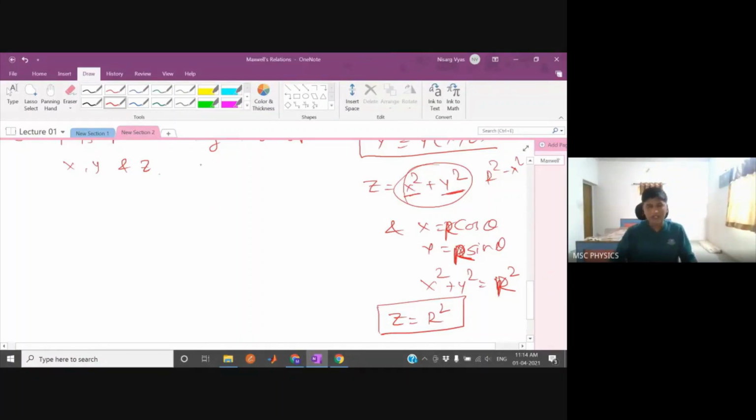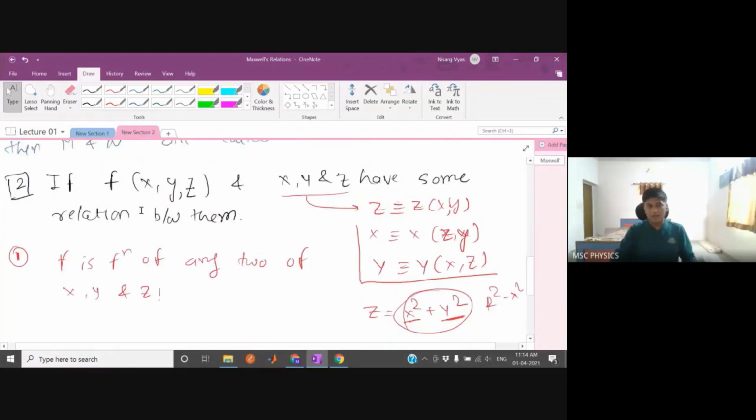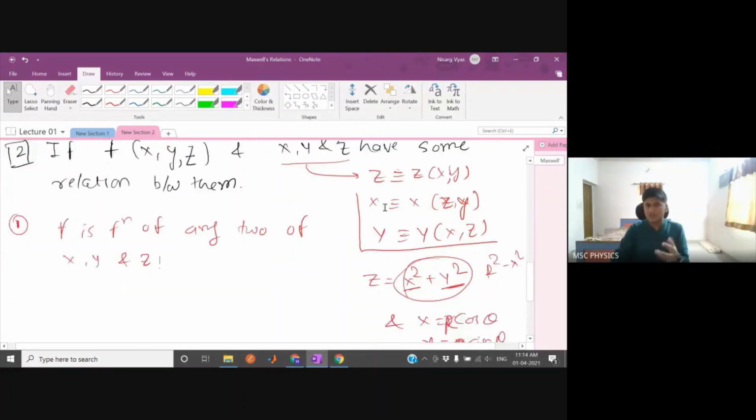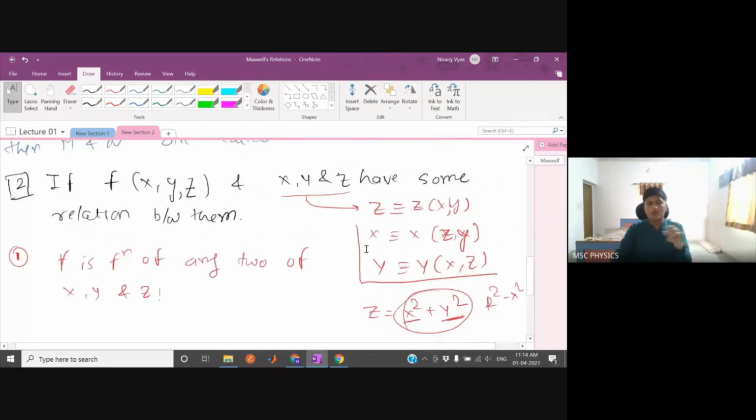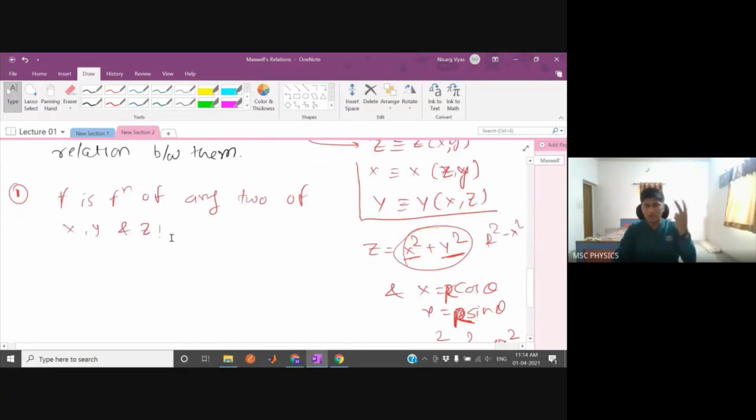That is what I'm writing here. So if f is a function of three variables, but those three variables have some kind of relation between them, you can replace z by this x square plus y square. So eventually the whole f becomes a function of only x and y. So f is a function of only two variables of x, y, and z. There can be any two variables.